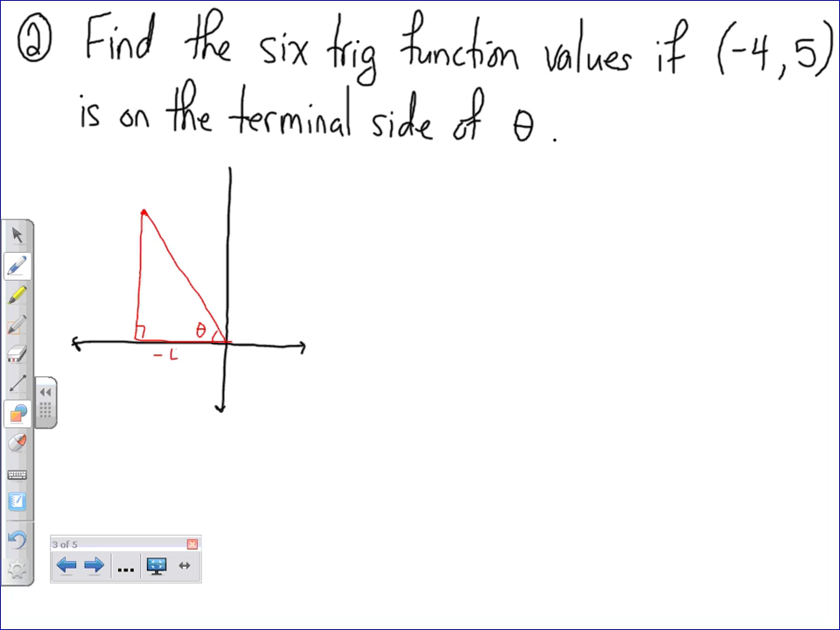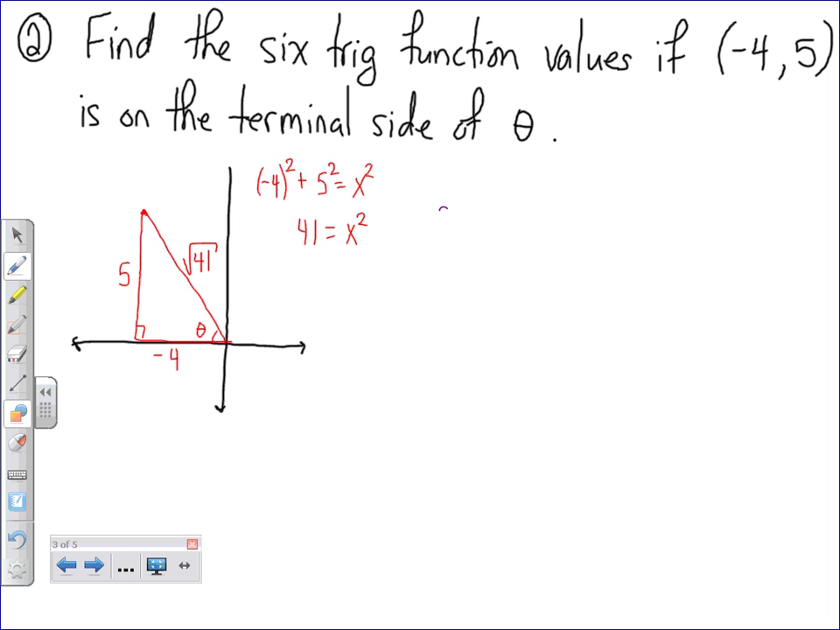And so my triangle is labeled negative 4 on the x, 5 on the y, and then with Pythagorean's theorem, we can find the third side: negative 4 squared plus 5 squared equals x squared. So if we square, we get 16 and 25, those add to 41. So my hypotenuse is the square root of 41. Now, once we get the triangle set up, you'll find it just like the other problem.